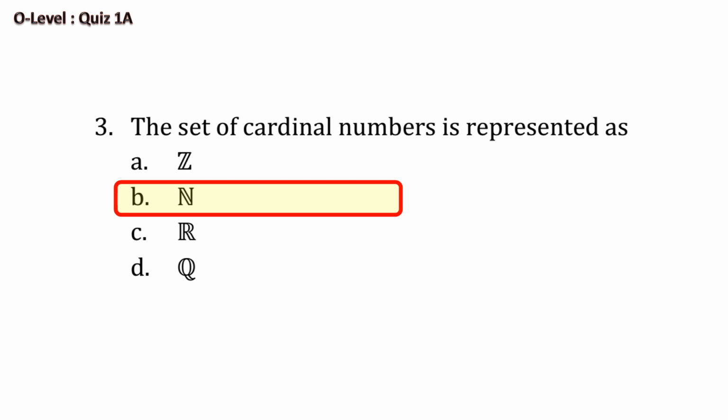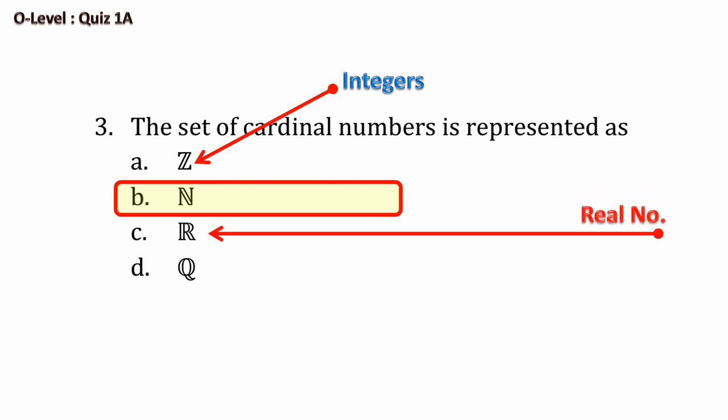Then Z represents a set of integers and R is a set of real numbers, while Q is a set of rational numbers, also called fractions. So we have integers Z, real numbers R, and rational numbers or fractions Q.